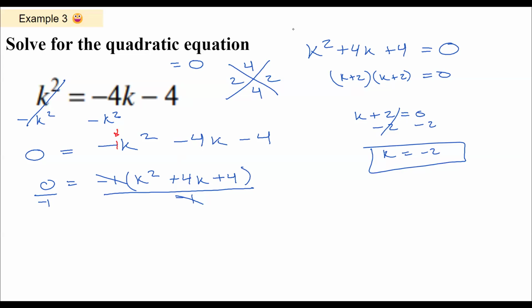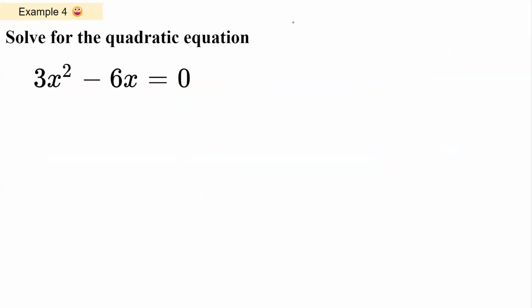Let's continue. Ahora sí. Let's do this one: 3x to the power of 3 minus 6x equals 0.